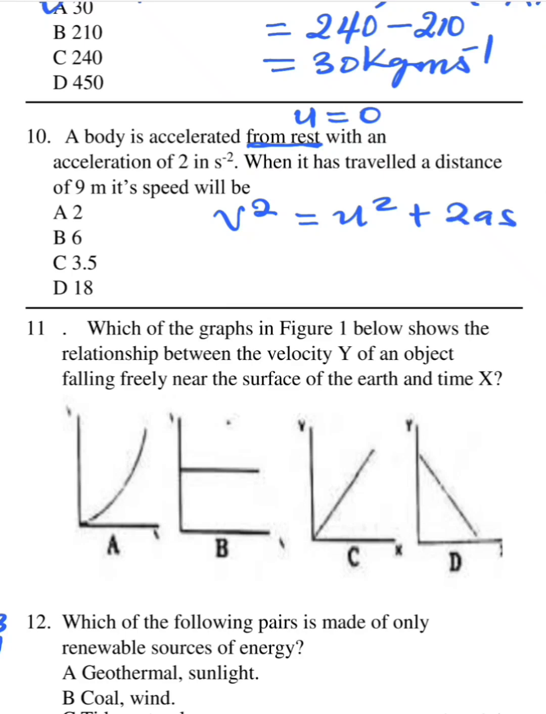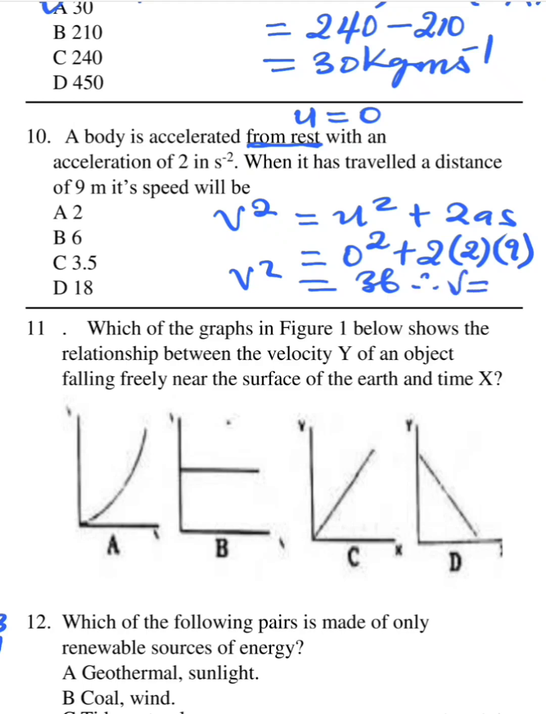We are looking for the final velocity v. So v squared will be equal to u squared. U is 0, so 0 squared plus 2 into the acceleration, which is 2, into the distance, which is 9. So v squared would be equal to 4 times 9, which is 36. So that v would be the square root of 36, which is 6 meters per second, corresponding to option B.